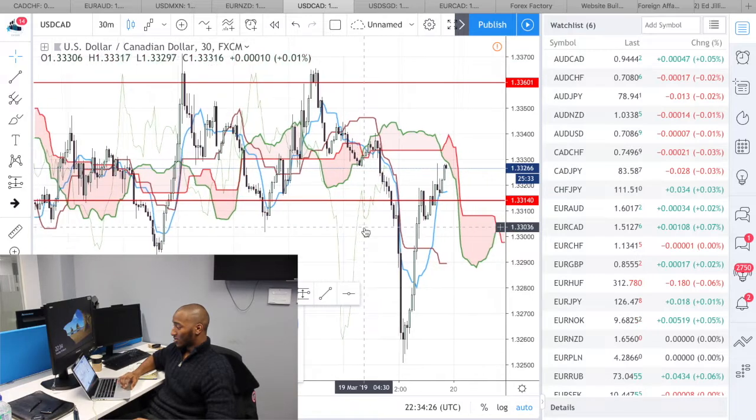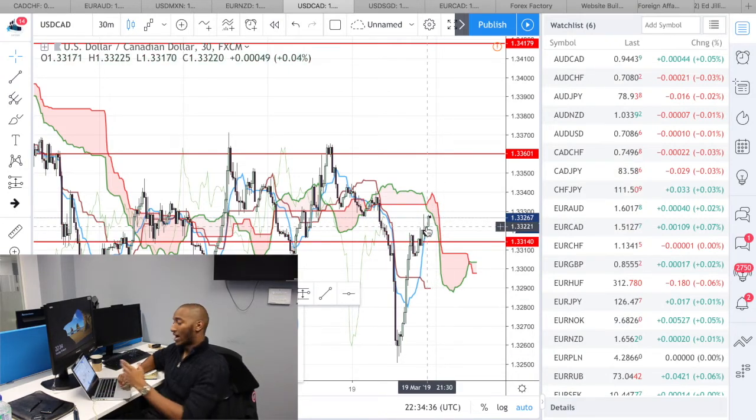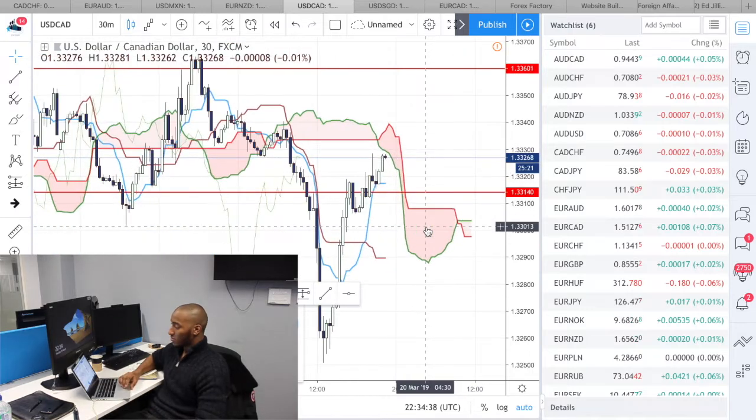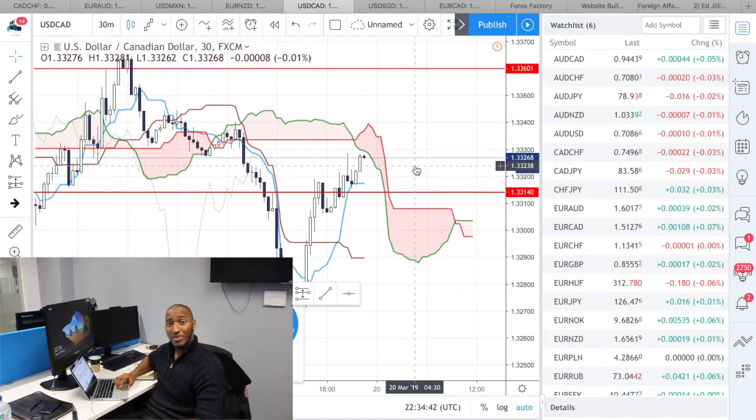Today there was quite a large spike down to around 1.3325, but it seems now the candlesticks are coming back to above our Ichimoku cloud. Conversion line has also crossed on top of the baseline again, so things are looking promising.